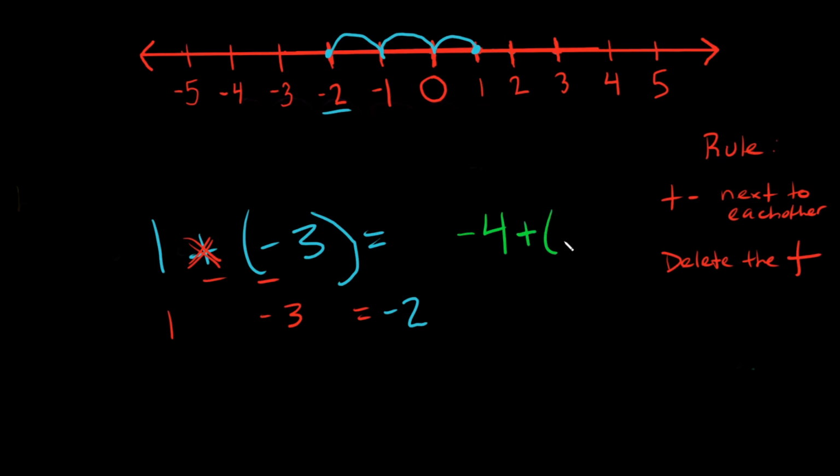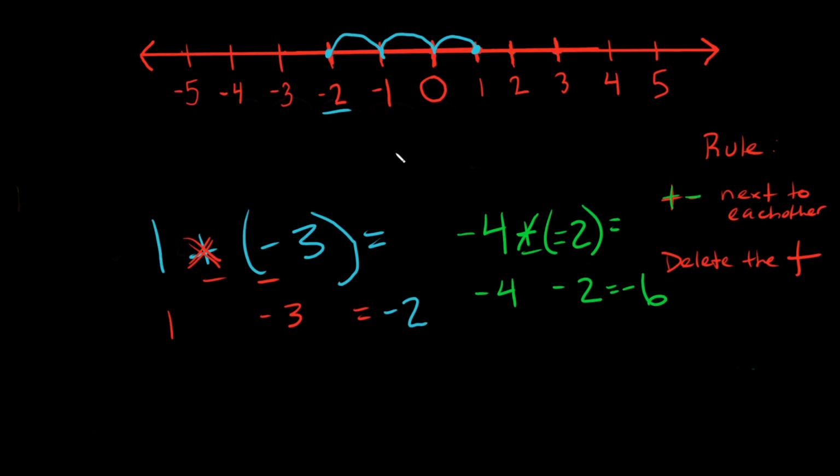Okay? Now, what if I gave you -4 plus -2? That works. -4 plus 2. Well, again, what's our rule? When you see a plus and a minus next to each other, right? So there's a plus and a minus here. Cross out the plus and just rewrite what you have left. -4 minus 2.